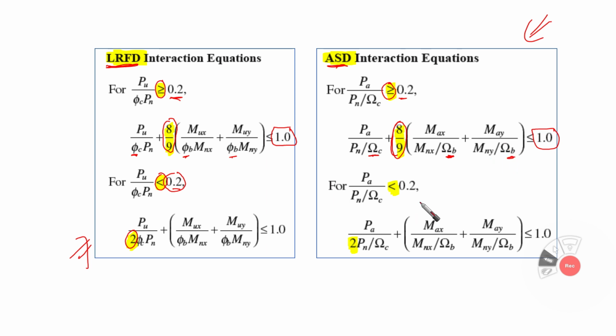Okay. In a similar fashion, the same equation would apply here, but instead of 8/9 there is nothing, it is 1, and here we are going to put 2. So it is the same. Okay, this is what you should remember always whenever you are dealing with the interaction equation, whether for LRFD or for ASD.